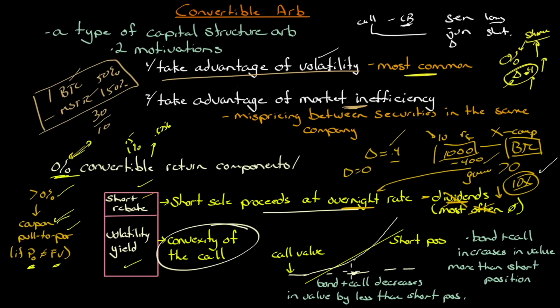Same thing applies here. The convertible bondholder is long the bond plus a call. The bond plus call will increase in value more than the short position. If you are originally delta neutral and the price really went up, the bond plus the call option would outperform the short position and you make money. If it really went down, the bond plus the call will decrease by less than the short position.